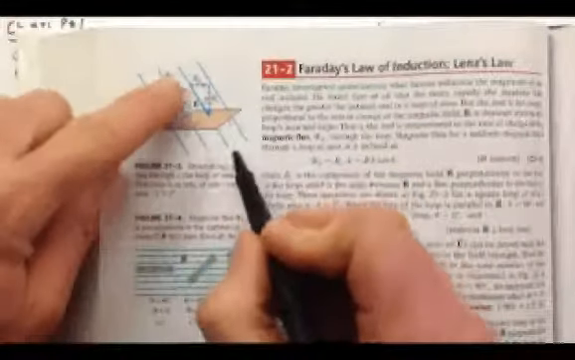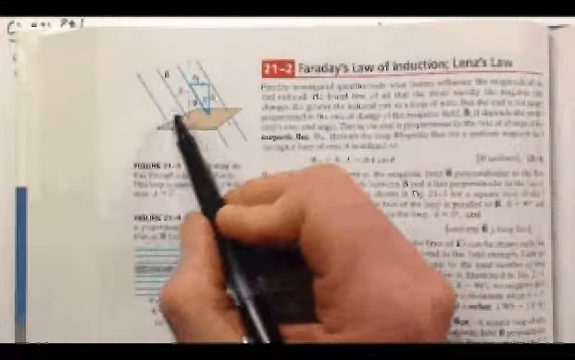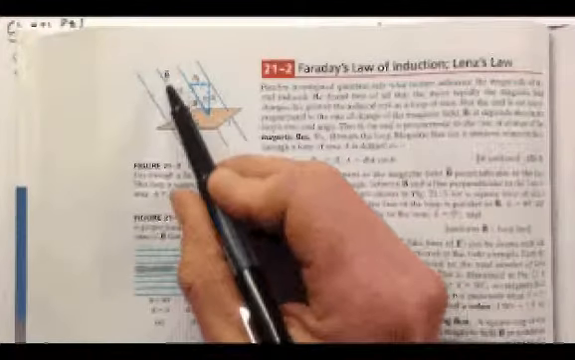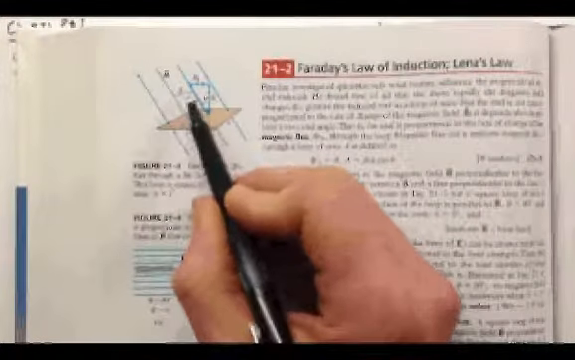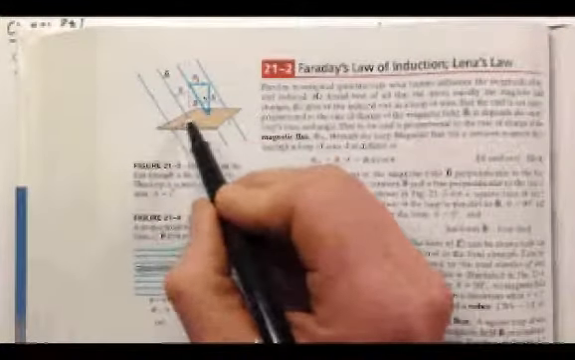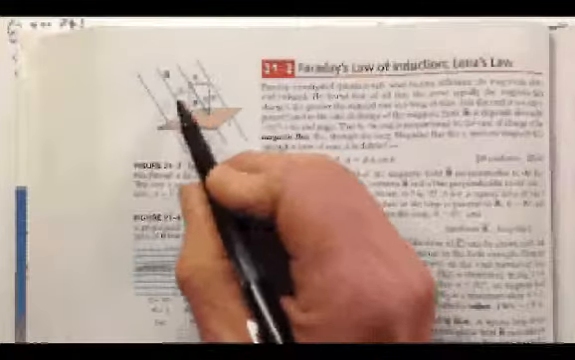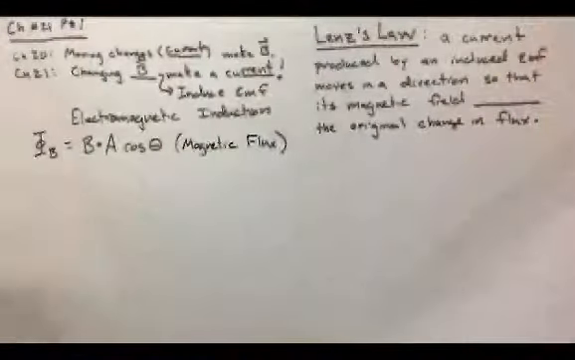Now, if these were parallel to each other, like if I spun this all the way this way, we wouldn't have any flux, okay? So B is the magnetic field strength, A is the area in meters squared, B is the magnetic field in Tesla, and theta is the angle between the magnetic field lines and a line perpendicular to the area, okay? That's what magnetic flux is, and we're going to have to know about that.